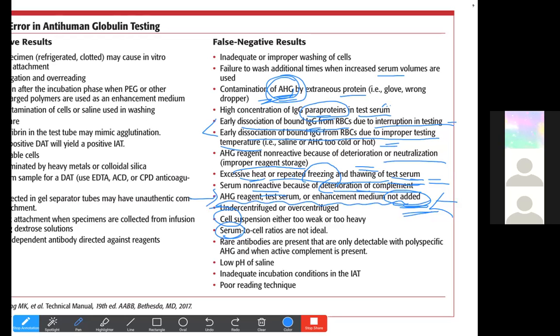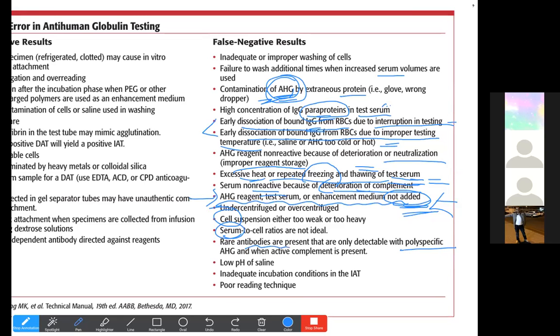Then also rare antibodies are present that are only detectable with polyspecific AHG. So the AHG may also give a negative test if rare antibodies are present which are detectable only with polyspecific AHG, and when the complement is active. So there may be certain antibodies that have some specificity for certain AHG reagents to detect them. Then the low pH of the cell line, inadequate incubation times in the IAT, and poor reading techniques are causes by which general false negative results can be obtained.